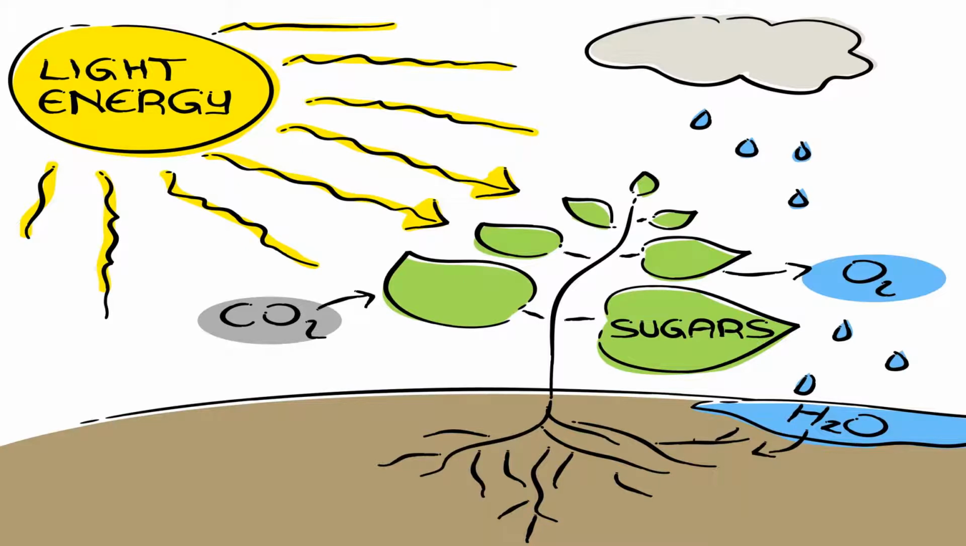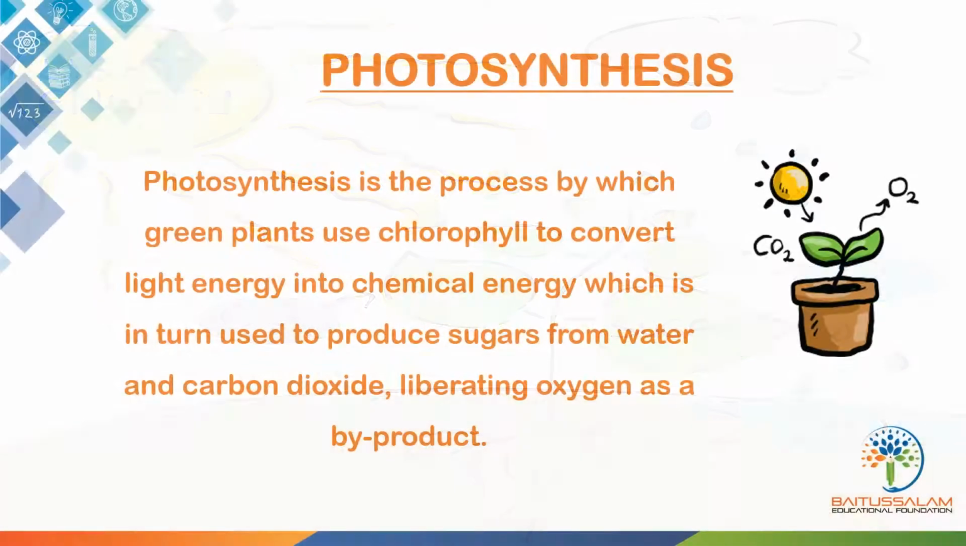The process of photosynthesis occurs when green plants use the energy of light to convert carbon dioxide, CO2, and water, H2O, into carbohydrates. Photosynthesis is the process by which green plants use chlorophyll to convert light energy into chemical energy, which is in turn used to produce sugars from water and carbon dioxide, liberating oxygen as a byproduct.